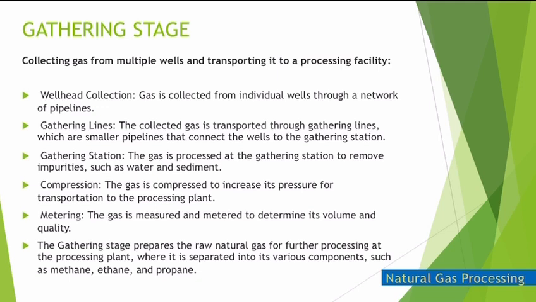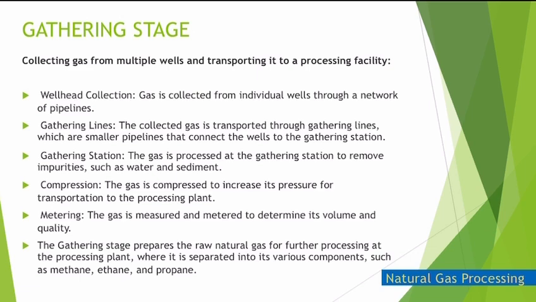The next stage is the gathering stage. At this stage, gases are collected from multiple wells and transported to processing facilities. The first stage under gathering is wellhead collection. Gas is collected from individual wells through a network of pipelines. The next stage is gathering lines. The collected gas is transported through gathering lines, which are smaller pipelines that connect the wells to the gathering station.